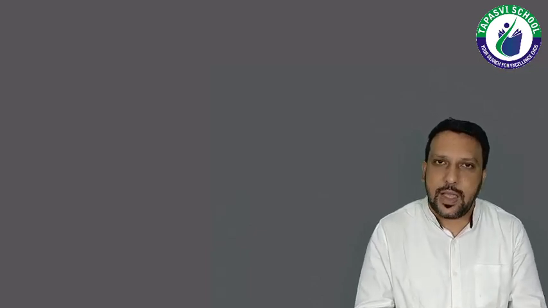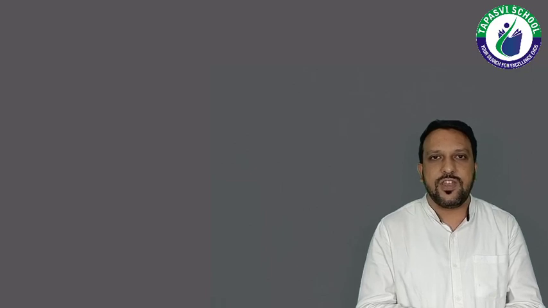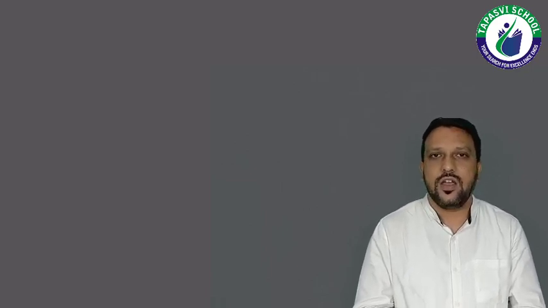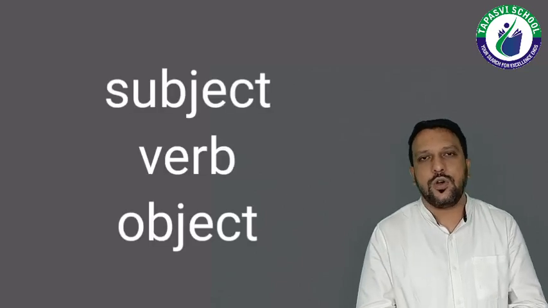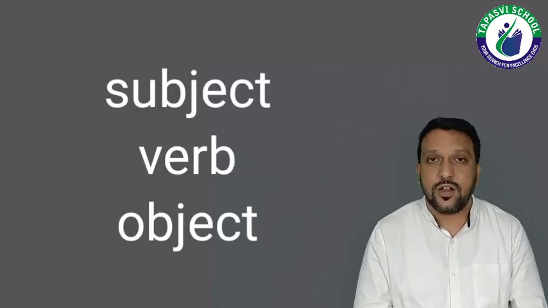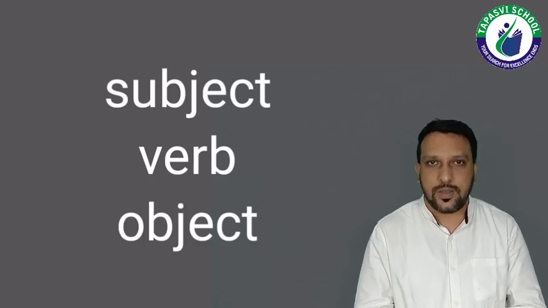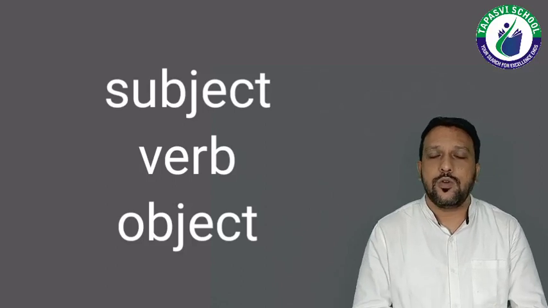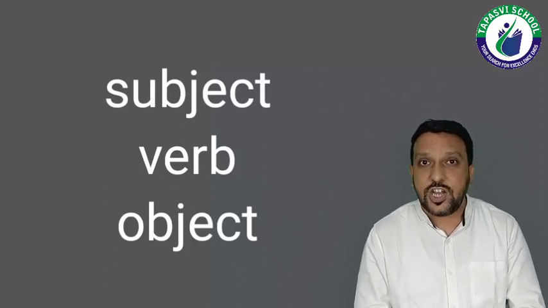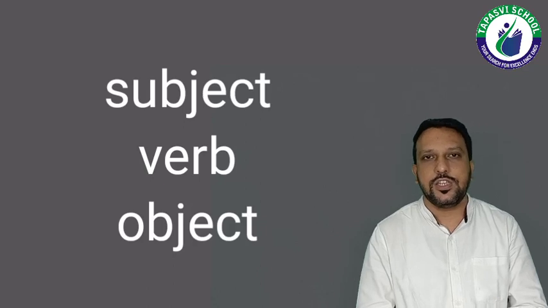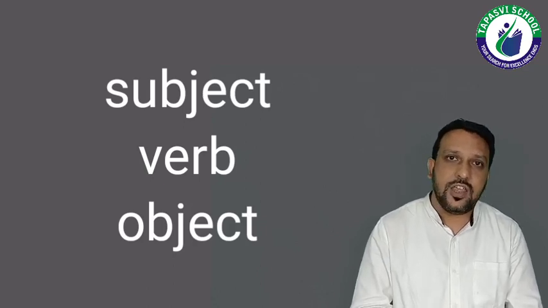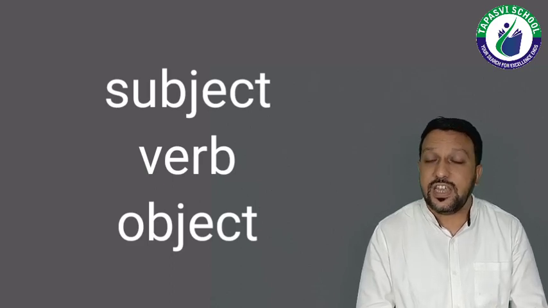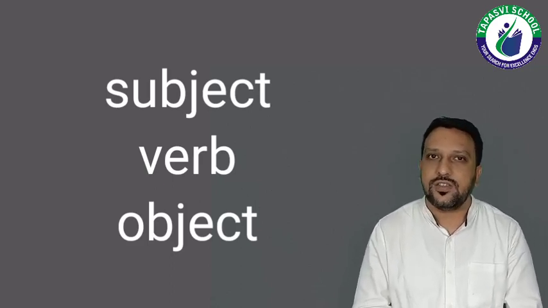So let me recap all the things we have done today. The first topic I took was what is a subject. Again, the doer of any action is known as the subject. The second thing I told you about is what is a verb. Any action that takes place in a sentence is known as the verb. The third thing we took was object. The word which receives the action in a sentence is known as the object.